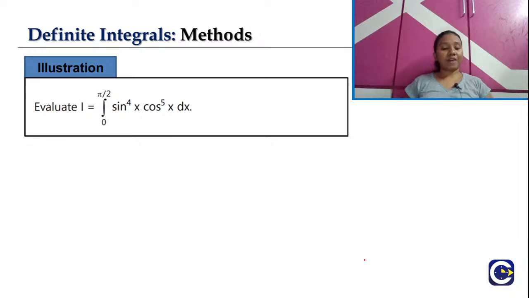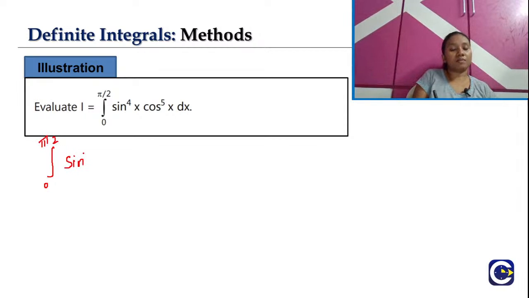So here we have both sine and cos functions. By looking at it, we can say that this is related to our gamma function. So we have to check the conditions of the gamma function here. What are the conditions of the gamma function? The standard integral should be 0 to pi by 2 sine power m x and cos power n x dx.